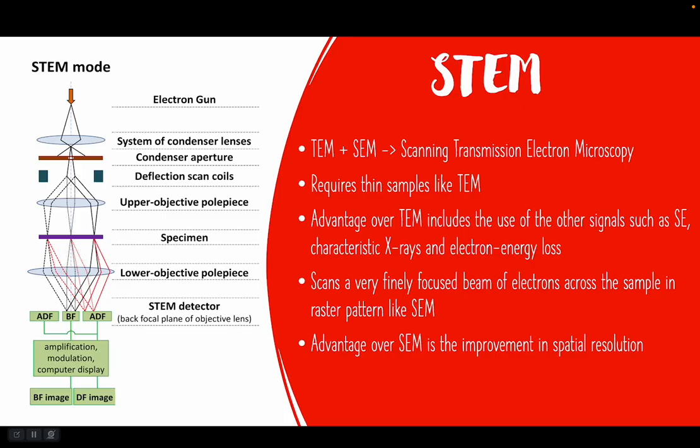Scanning transmission electron microscopy is another type that combines the principles of TEM and SEM. Its primary advantage over conventional SEM imaging is the improvement in spatial resolution, which results from eliminating the electron scattering that occurs in bulk specimens as the beam electrons penetrate into the sample. Like TEM, it requires thin samples and it also uses a finely focused beam of electrons across the sample in raster pattern. An advantage over TEM includes the use of other signals such as secondary electrons and characteristic X-rays to obtain information about the specimen.